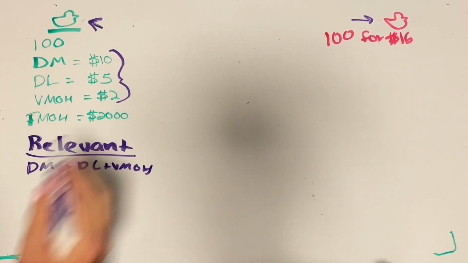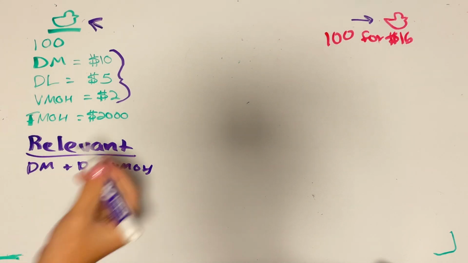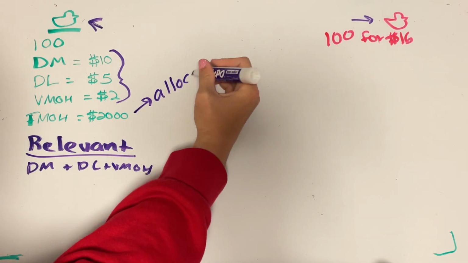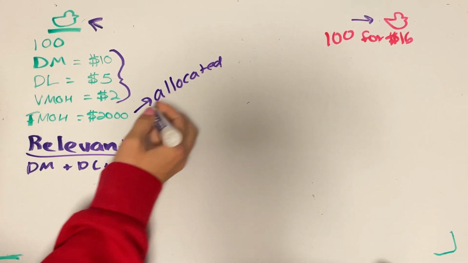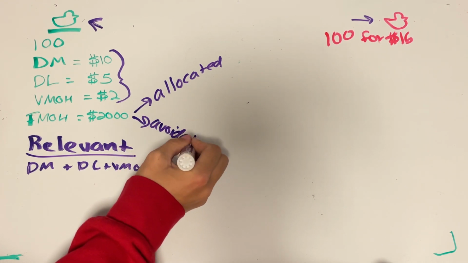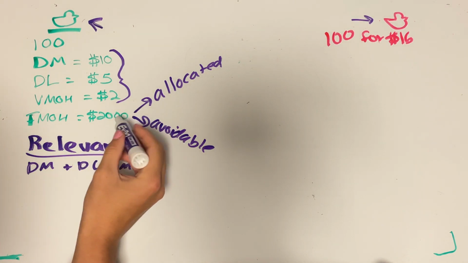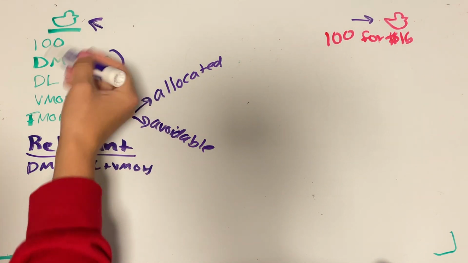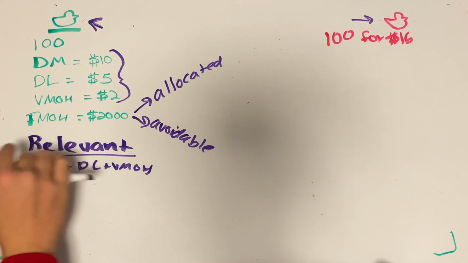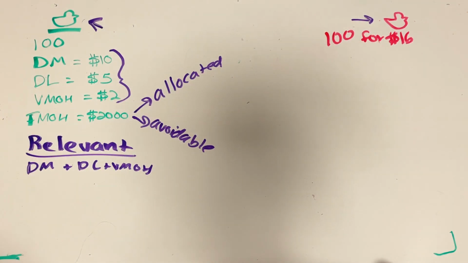But what about fixed? Fixed manufacturing overhead could go either way, and it depends on a couple of things. Is it allocated? Or is it avoidable? If this fixed overhead is allocated to making ducks within the company, they're going to reallocate the money should they choose to buy ducks from somewhere else.